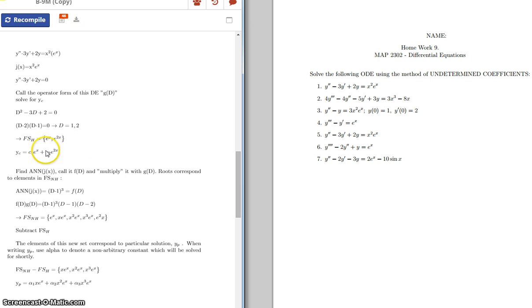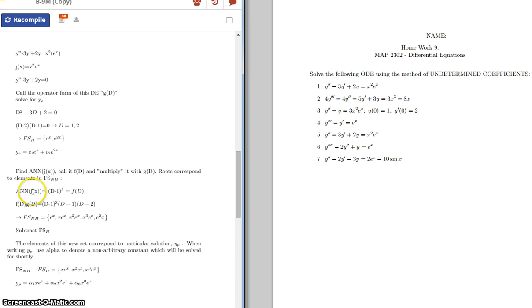Alright, so we know how to build a solution using the fundamental solution set. Yc is c1 e to the x plus c2 e to the 2x. Now, for the portion of the solution which we haven't found, this is the algorithm, basically. Just follow the steps. Find the annihilator of j of x, call it f of d, quote unquote multiply it with g of d, and the roots of that polynomial correspond to elements in the fundamental solution set of the non-homogeneous version of this differential equation.